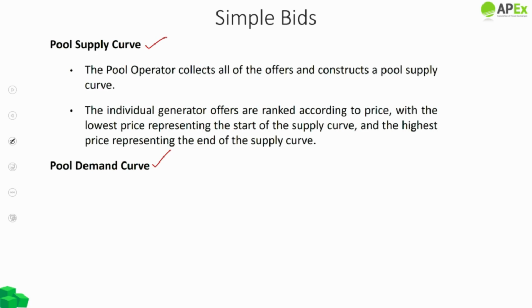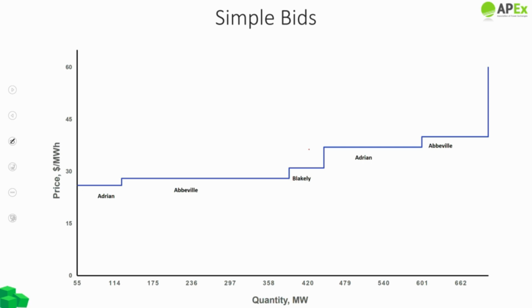To construct the supply curve, the pool operator collects all of the offers and ranks them according to price, with the lowest price representing the start of the supply curve and the highest price representing the end of the supply curve. This is a typical example of a supply curve constructed from the previous example, in which the lowest offer sits at the bottom and the highest offer sits at the top.